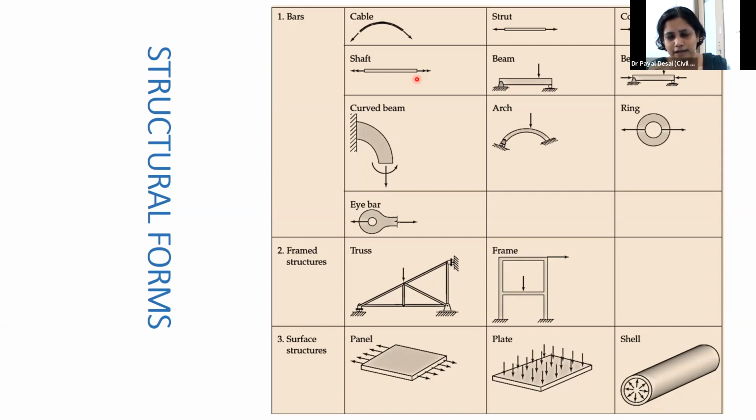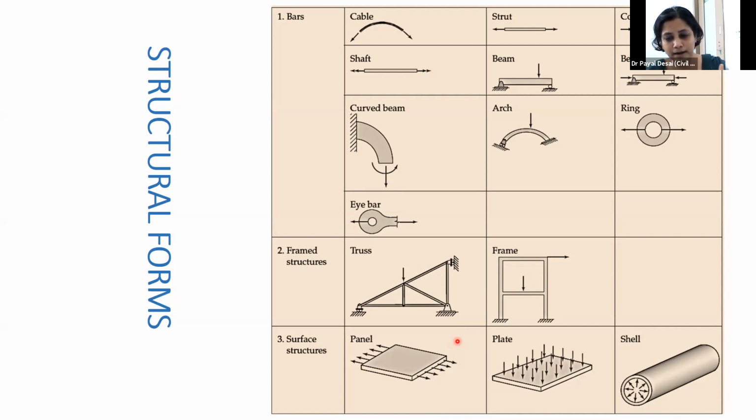But there is a class of structures which are two-dimensional. So you can see here the surface structure, which is two-dimensional, but two of the dimensions, as compared to the other, are significantly larger. And among these there are also categories. If they are carrying axial loads, we call them panels. All of you have seen building walls; they are carrying axial loads.